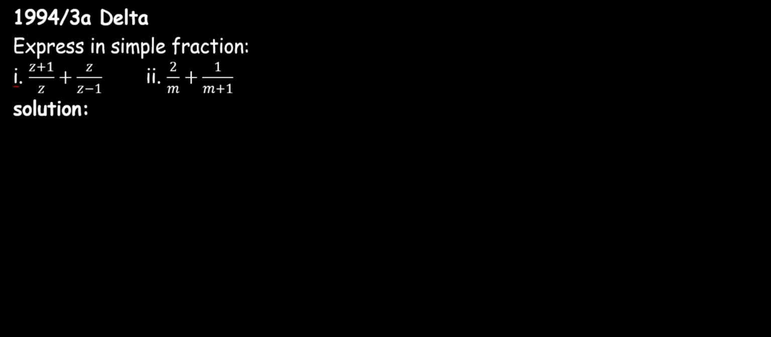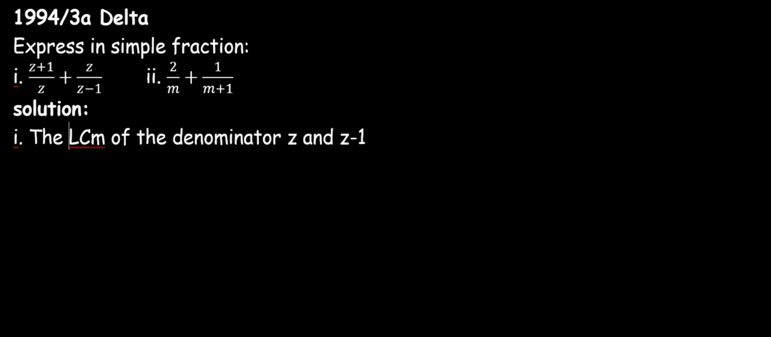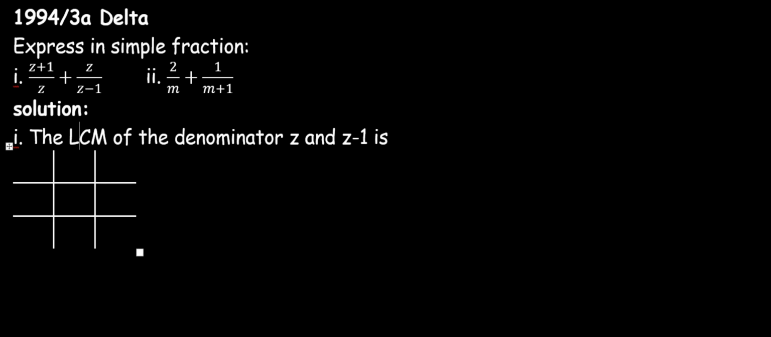Express as a simple fraction: z plus 1 divided by z, plus z divided by z minus 1, and 2 divided by m plus 1 divided by m plus 1. Solution for part 1. The LCM of the denominators z and z minus 1. This is how we find it. We introduce our line, z and z minus 1. We use a bracket to hold the z minus 1 together.